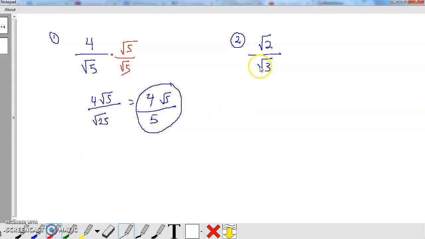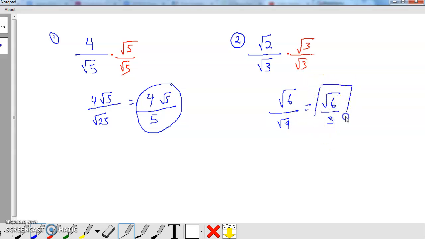All right, number 2, there are 2 radicals in this problem, so that's why it's a little trickier. I'm still going to multiply top and bottom by root 3, and I'm going to get a root 6 over root 9, which ultimately gives me root 6 over 3. So again, that is my answer. 6 cannot be broken down because 6 is just made of 2 and 3. And again, we can multiply them together since they're under the same radical.